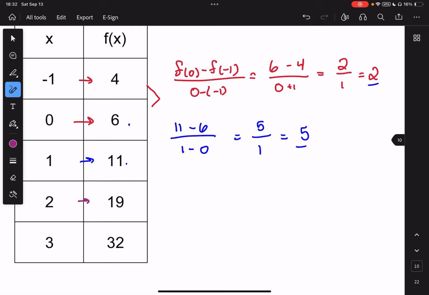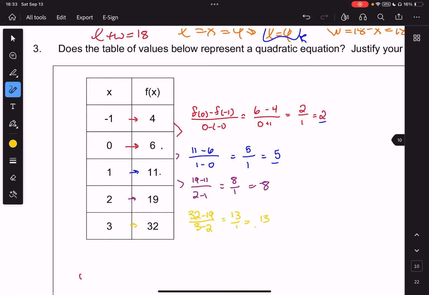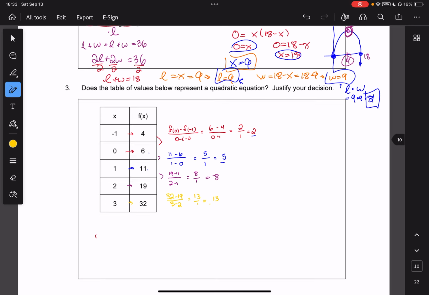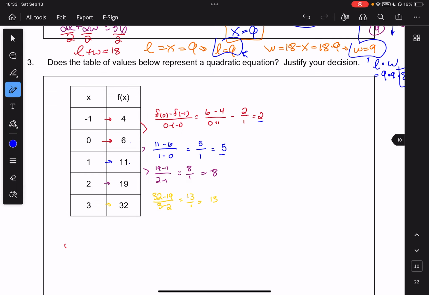But let's continue. So then for this one, we have 19 minus 11 all over 2 minus 1. So then that gives us 8 over 1, 8. The last one we have 32 minus 19 all over 3 minus 2. 32 minus 19 is 13 over 1, 13. So now we have 2, 5, 8, and 13. So what do you think? I'm going to give you a second to think. Is this a quadratic equation?